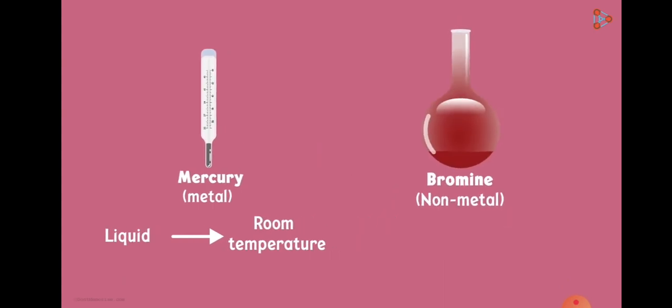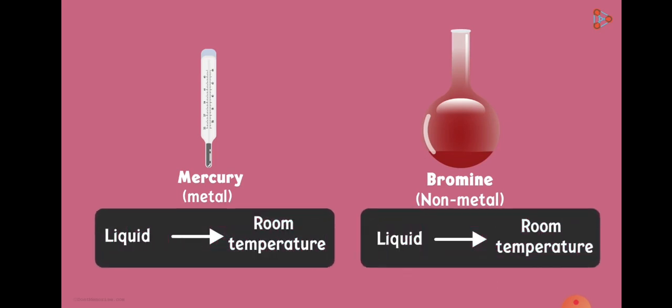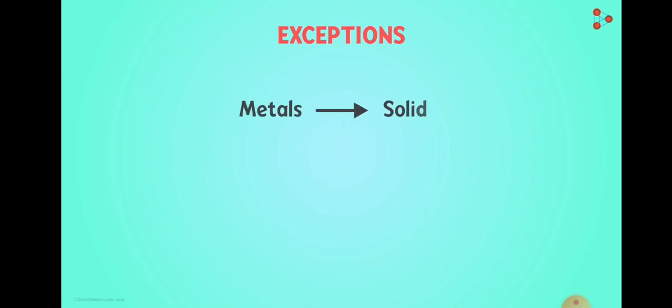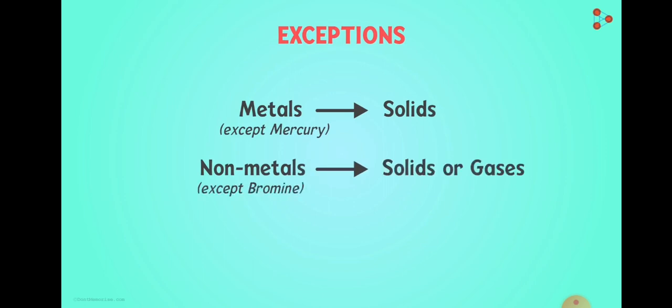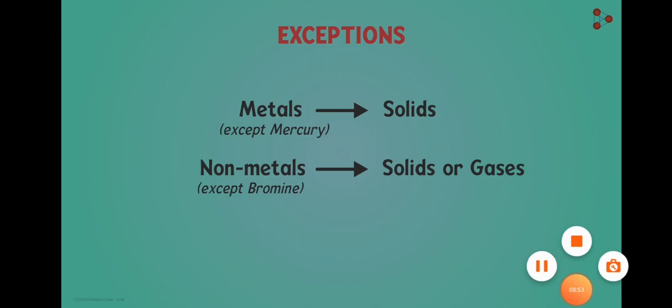Wait, but mercury is a metal in liquid state at room temperature, and bromine is a non-metal in a liquid state at room temperature. How do we differentiate between the two based on physical properties? We can say that all metals are solids at room temperature except mercury, and all non-metals are either solid or gaseous except bromine. Well, this is not it. There are a few more exceptions that break the physical appearance norms of metals and non-metals.